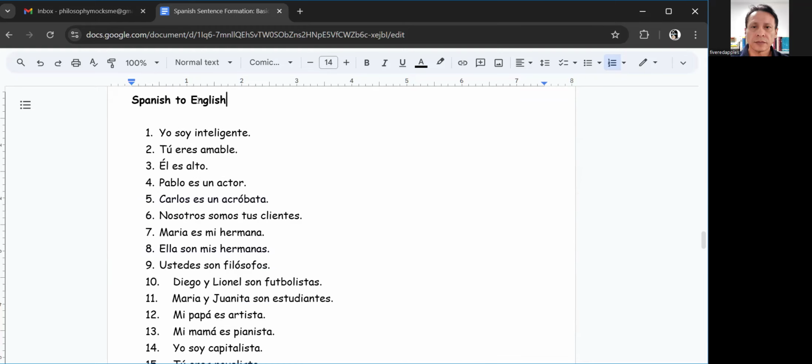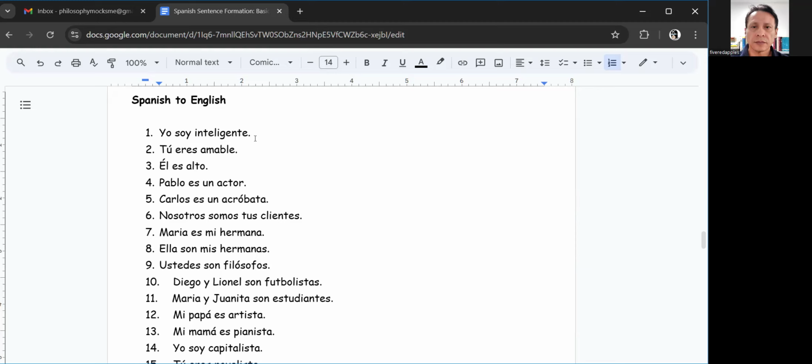Spanish to English. I will pause after I read it, and you can shadow if you want, and then I will give you time to try to think it through. A lot of these are going to be super obvious. You'll be like, oh, but I'm trying to allow for people who are brand new and have no intuitions. Yo soy inteligente.